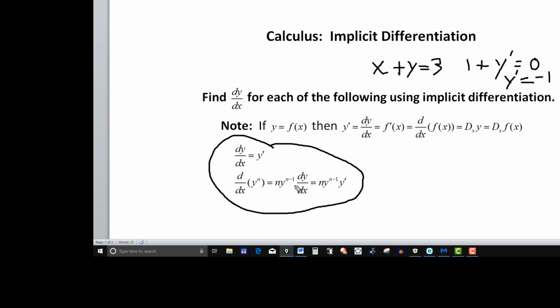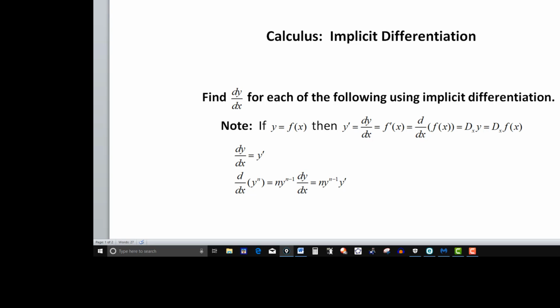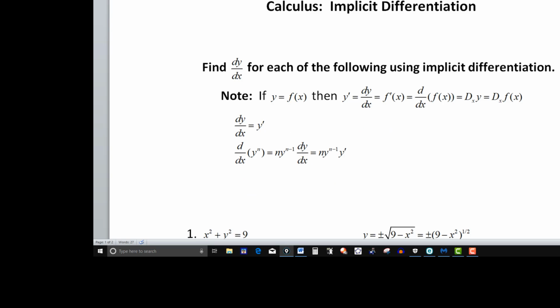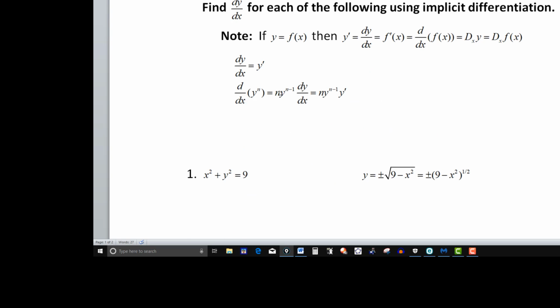Okay, so let's clear this and go to the next one. Again, we want to compute the derivative with respect to x using implicit differentiation. This one I'm going to do both ways.